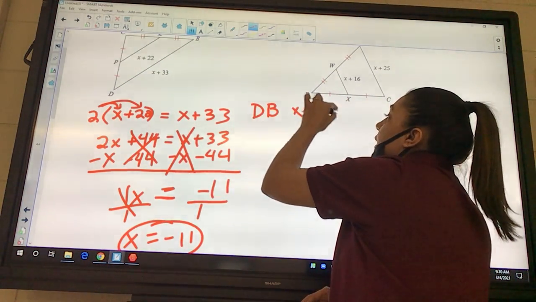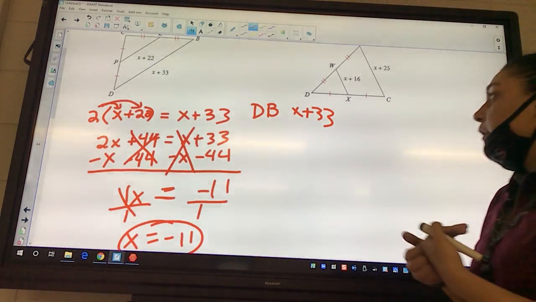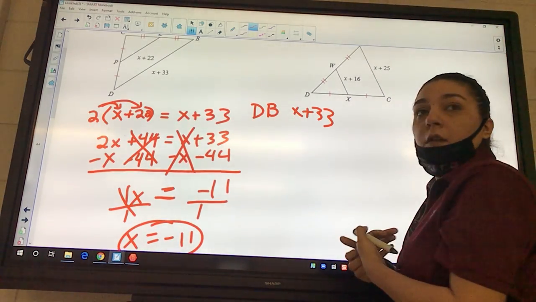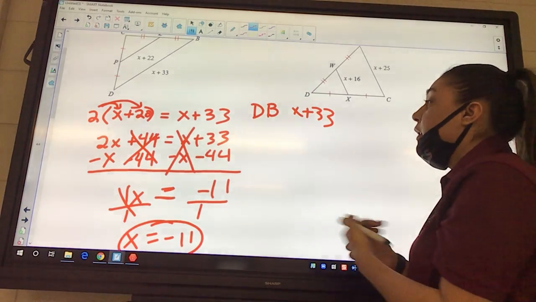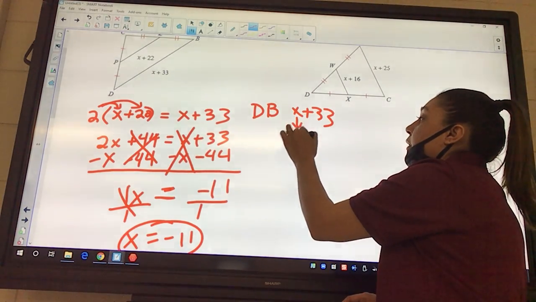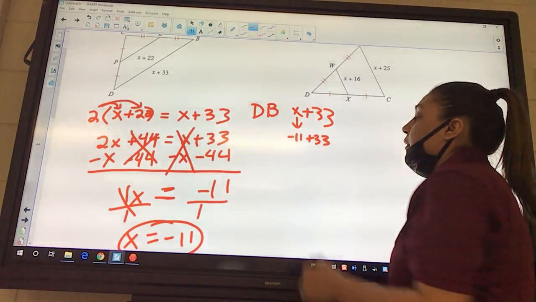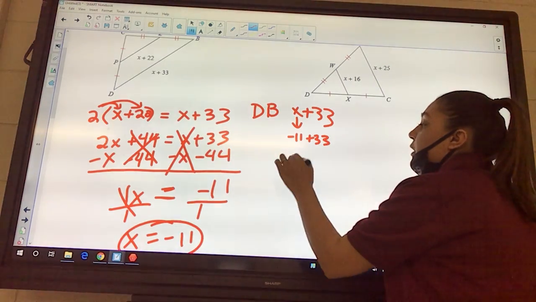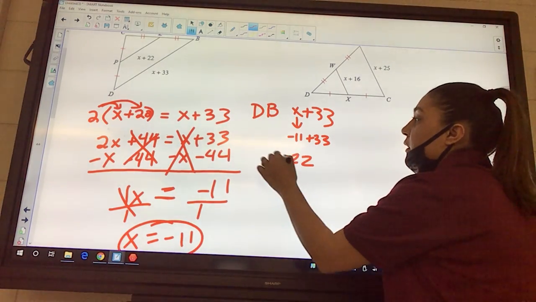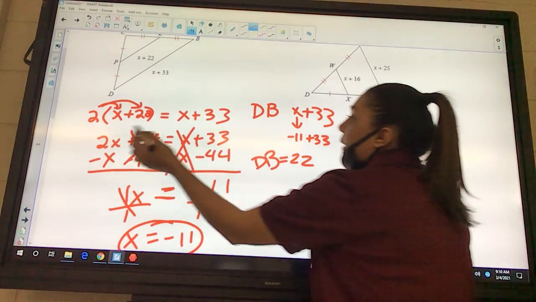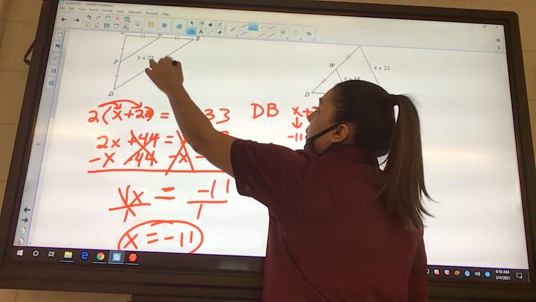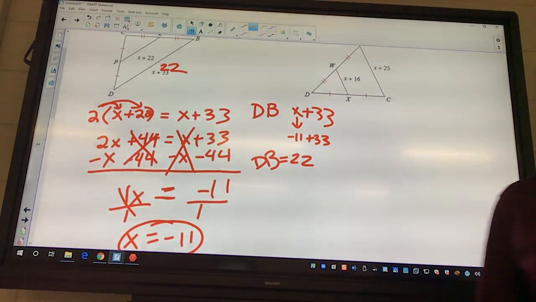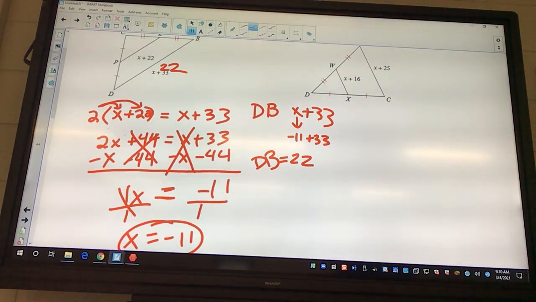DB is x plus 33, and what do we know our x value is? Negative 11, so we could plug that in here, negative 11, and we got plus 33. That would be 22. So DB equals 22, and DB was our big one, so you could even put 22 here. If the big one's 22, what's the small one have to be? 11. Okay?